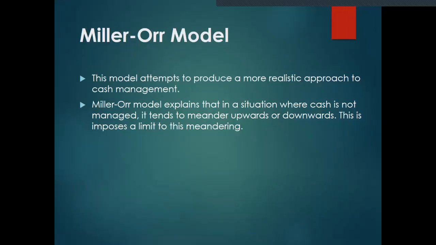Now the next model is called the use of the Miller-Orr model. In this model, we try to readapt one of the key disadvantages of the Baumol model. Don't forget the assumptions we have just made. They are a bit unrealistic. One of them, for instance, is the assumption of constancy, of uniformity, when it comes to cash generation as well as cash consumption.